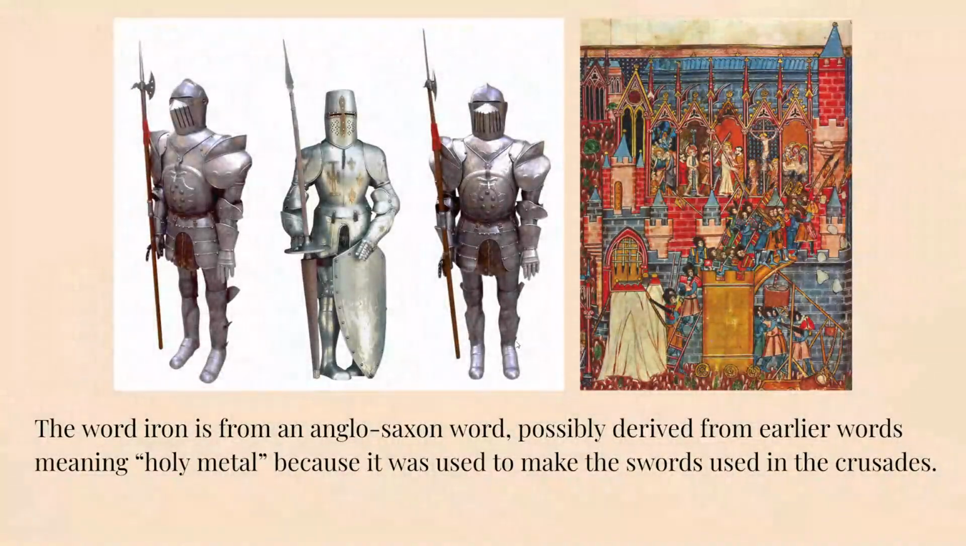So, why is it called iron and not ferrous or ferrum or ferra? The word iron actually originated from an Anglo-Saxon word, possibly derived from earlier words meaning holy metal, because it was used to make swords that were actually used during the Crusades. So, my take actually is it could also mean holy metal because, quite frankly, in my opinion, it is like an actual divine metal that keeps our blood running. But then again, we will approach that topic later on in this presentation.